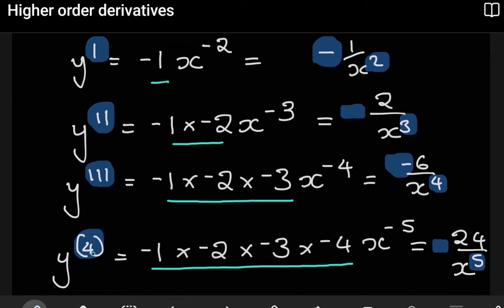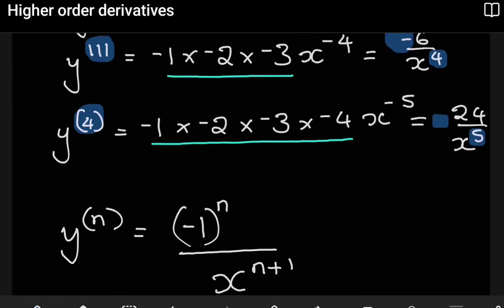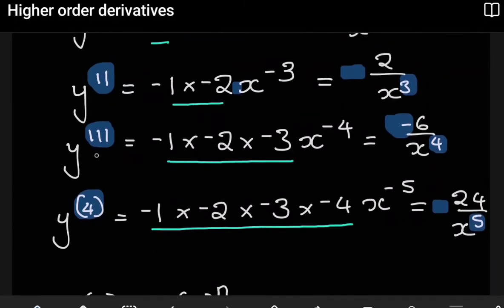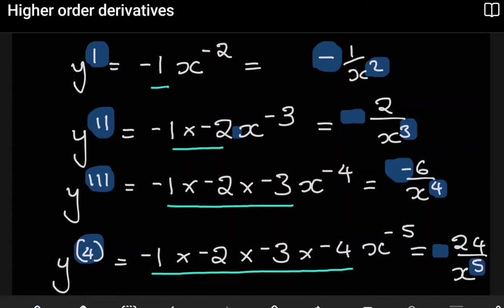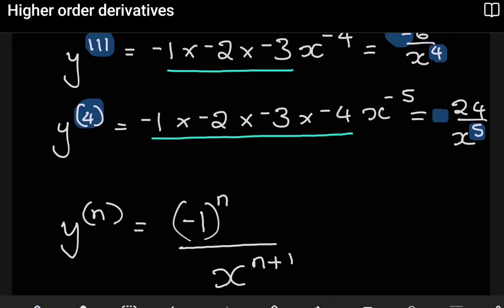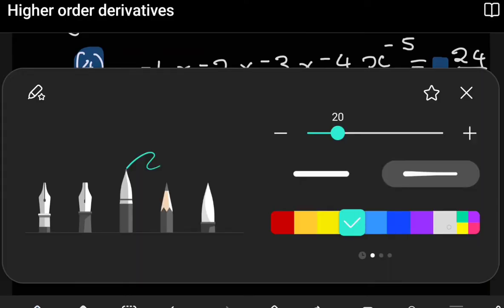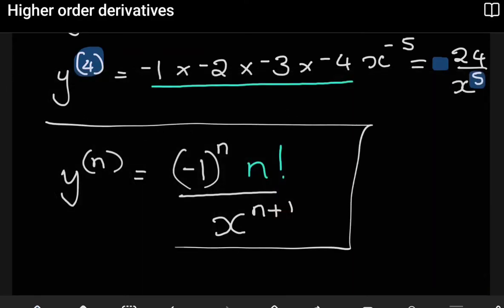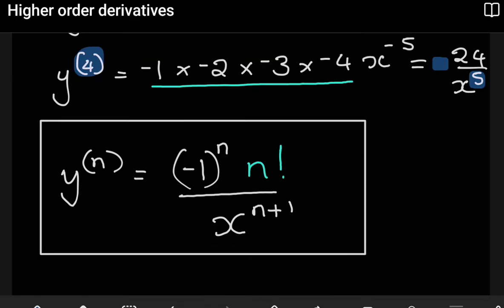When the order was 4, when it was the fourth derivative, we had 4 times 3 times 2 times 1. When it was the third derivative, we had 3 times 2 times 1. When it was the second derivative, we had 2 times 1. When it was the first derivative, we had just 1. In other words, you should see that this is a factorial. For the fourth derivative, it's 4 factorial. For the third, 3 factorial. For the second, 2 factorial. Meaning, for the fifth, it will be 5 factorial. For the sixth, 6 factorial. In other words, this is n factorial. So, from here, this is the expression for the nth derivative for our earlier expression.